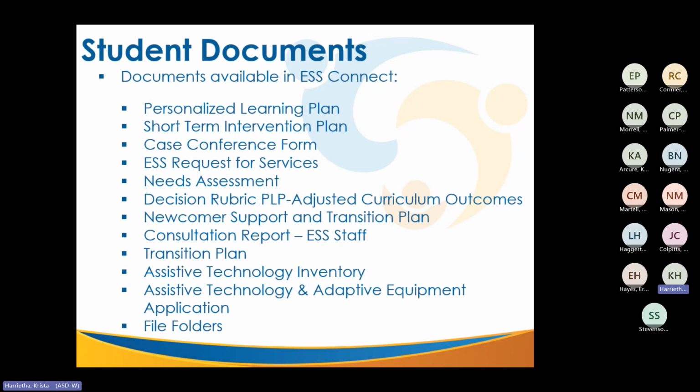So we have the personalized learning plan, the short-term intervention plan, case conference forms, ESS requests for services, needs assessment, decision rubric, PLP adjusted curriculum outcomes, newcomer support and transition plans, consultation report that will be put in by ESS staff, transition plan, assistive technology inventory, assistive technology and adaptive equipment application, and file folders. Like I said, you may not see all of these at one time, but a variety of students may have several of these in their documents on ESS Connect.